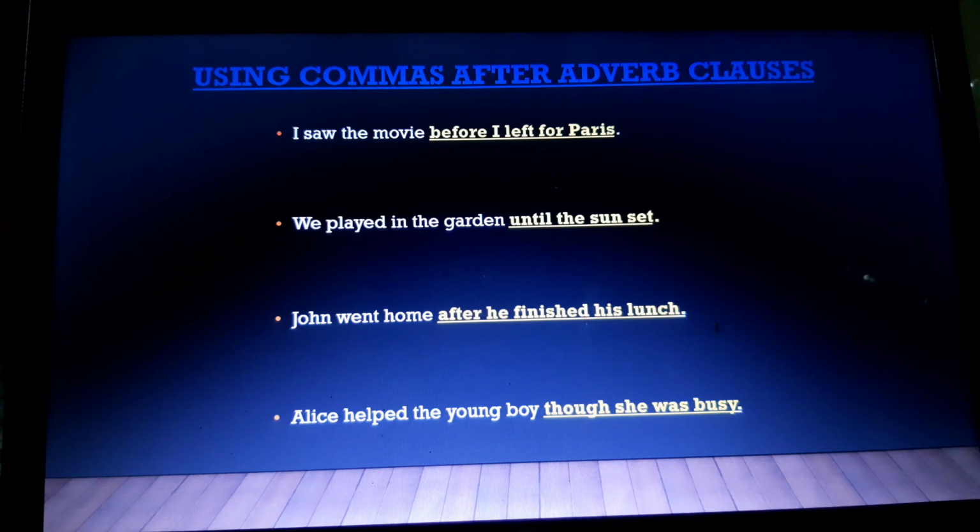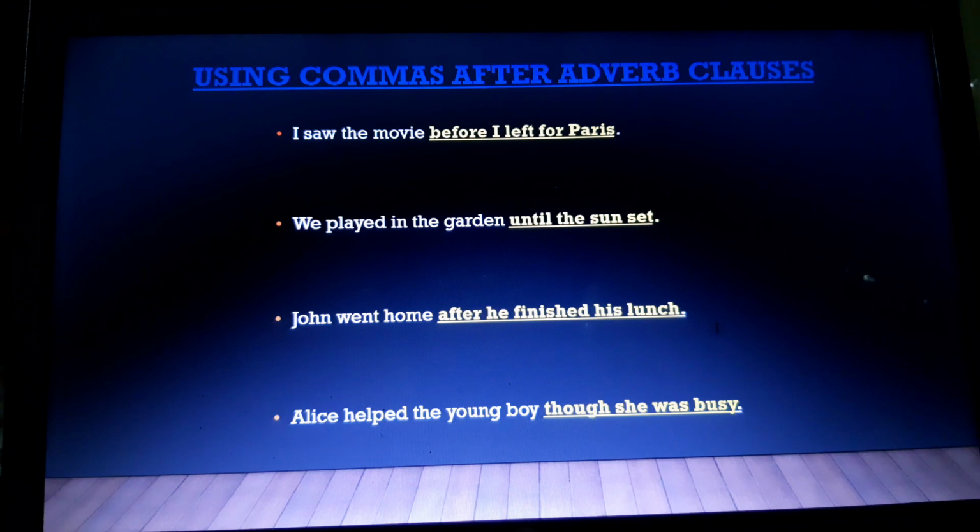In all the sentences given here, the adverb clause is given at the end. Notice the adverb clauses are underlined. All the adverb clauses are given at the end. We can write the same sentence by using the adverb clause in front. Right? Let's see how to do that.